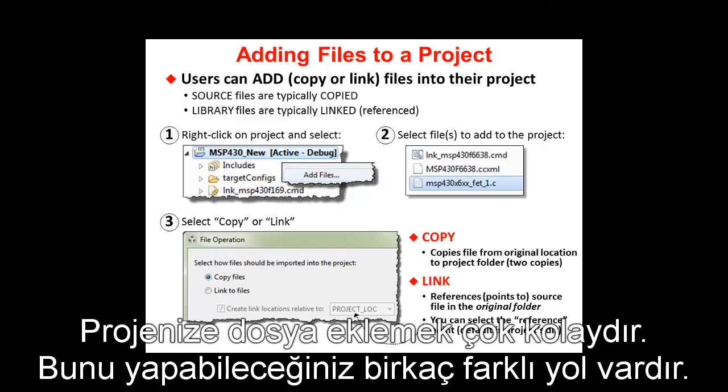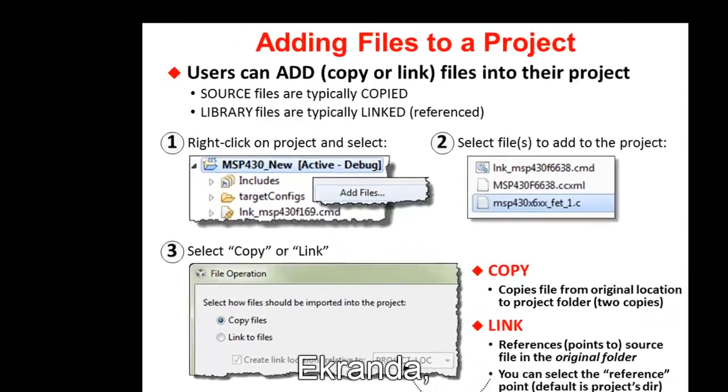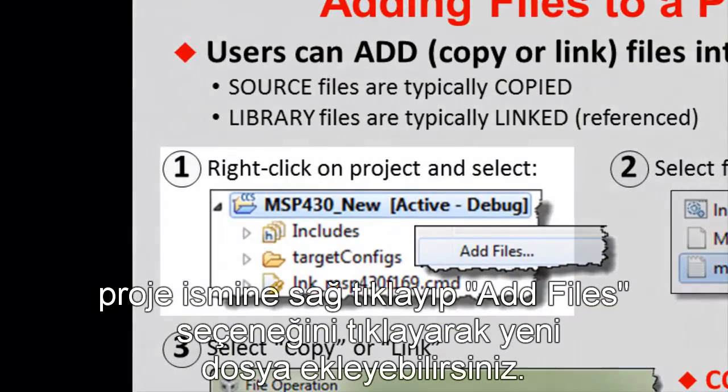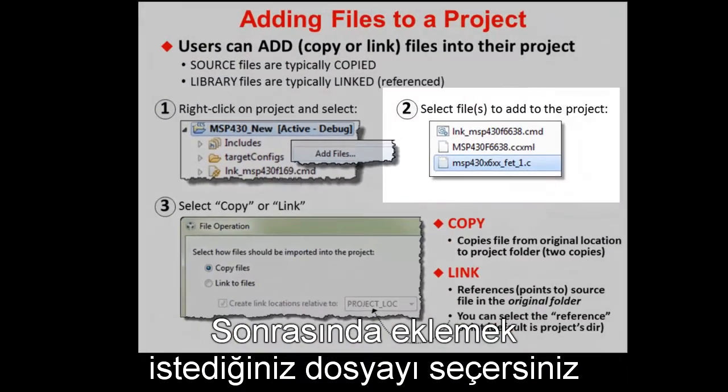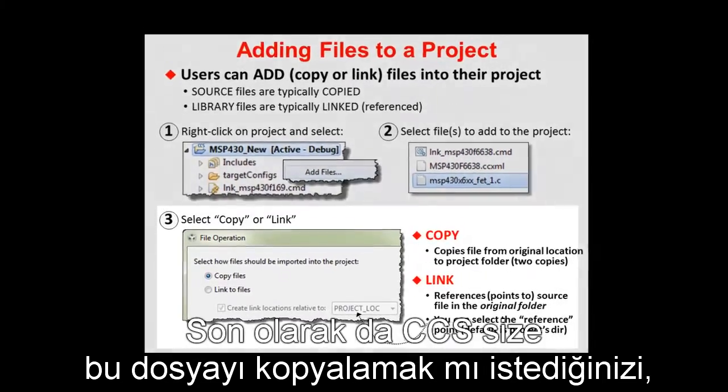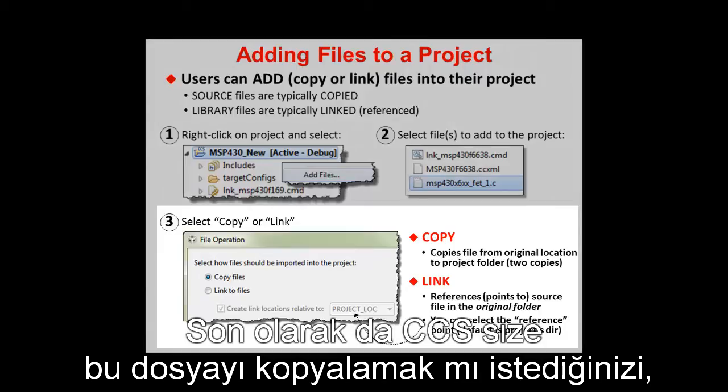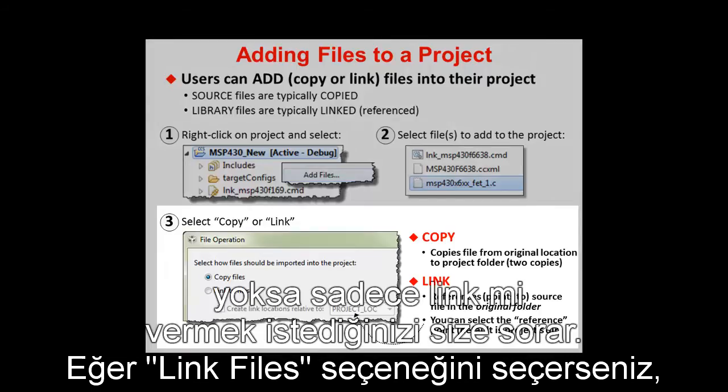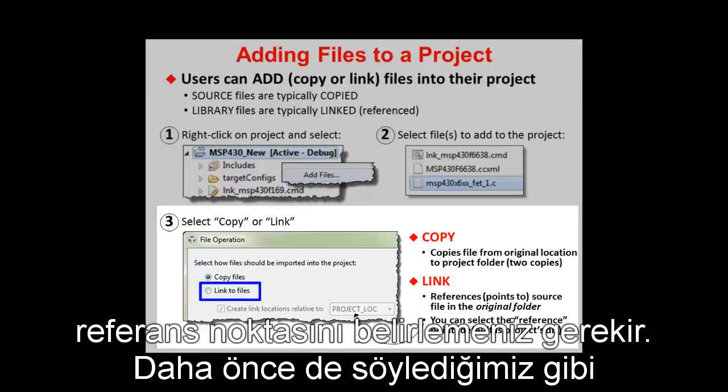It's easy to add files to your projects. In fact, there's a couple of different ways you can go about it. Here, we're showing that you can right-click on the project and select Add Files. Then, of course, you need to select the files you're interested in. And finally, CCS will ask you whether you want to copy the files into your project or just link to them. Note, if you select Link Files, you can specify the reference point.